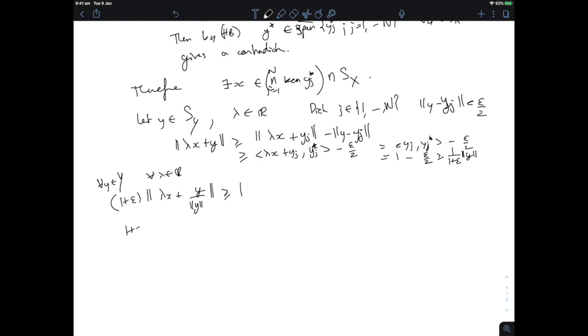And so you get that 1 plus epsilon times the norm of lambda x plus y is greater than norm of y. And of course you could pick your new lambda to be the old lambda divided by norm of y. And so this gives the result, which proves the lemma.